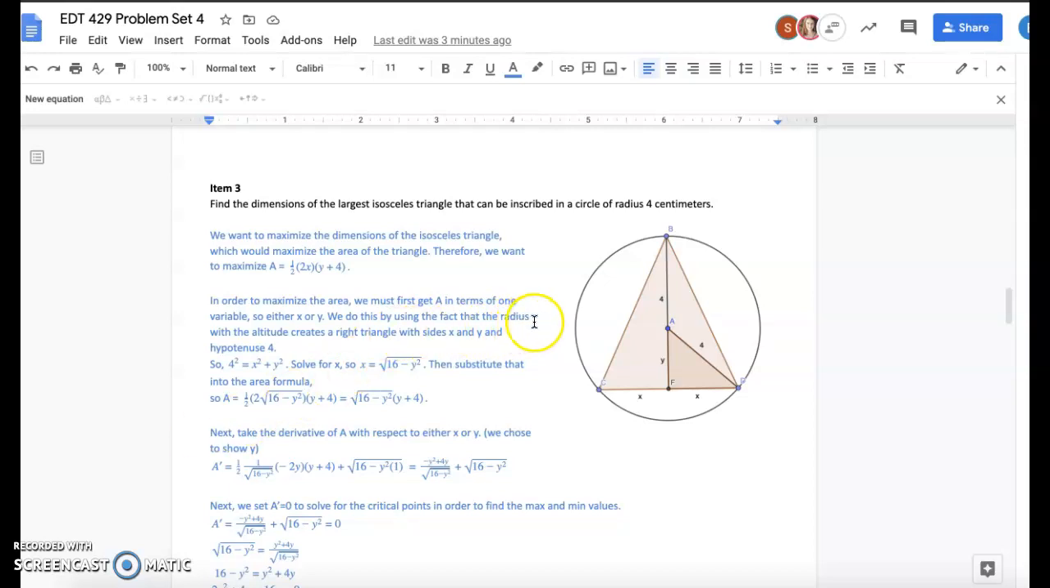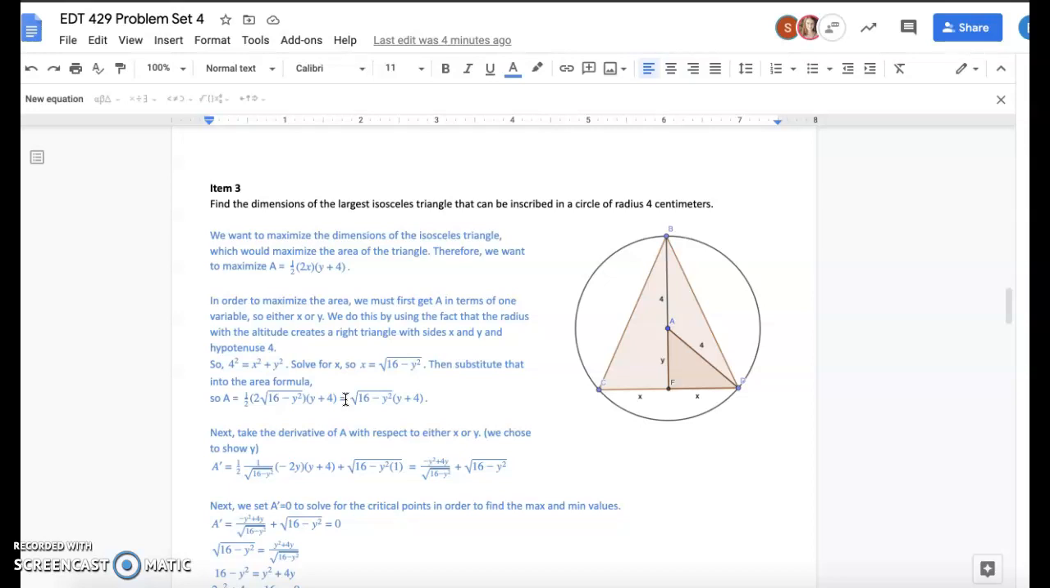We do this by using the fact that the radius with the altitude creates a right triangle with sides x and y and hypotenuse 4, like I mentioned before. So then we're able to say 4 squared equals x squared plus y squared, and we can solve for x, or you can solve for y, whichever you prefer. I chose to solve for x. So x is equal to the radical of 16 minus y squared, and then we substitute this into the area formula and simplify. So the area formula would be radical 16 minus y squared times (y plus 4).